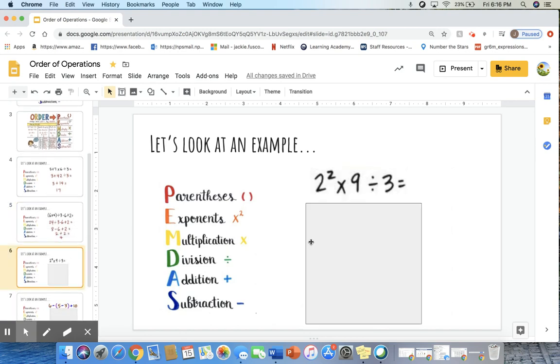Okay, let's look at this example. 2 squared, or 2 with the power of 2, right, that's an exponent, times 9 divided by 3. Are there parentheses? Nope. Are there exponents? Yes. Times 9 divided by 3. So remember, 2 squared, or 2 to the power of 2, is the number 2 factored 2 times.